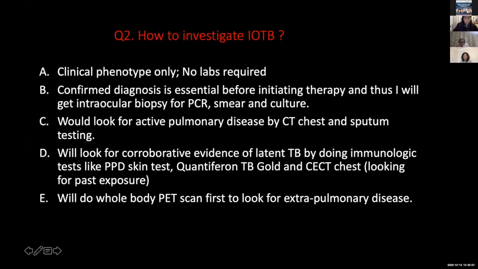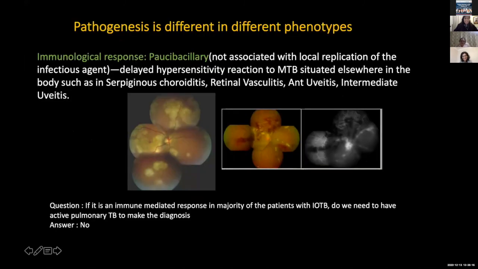Beautiful question. We invite Dr. Amol Sura from UCSF, Uveitis Fellow, to give us his best guess on this question. D. Get the PPD, QuantiFERON, and CT chest. You guys know a lot of TB. Wonderful. Yes, the answer is D.